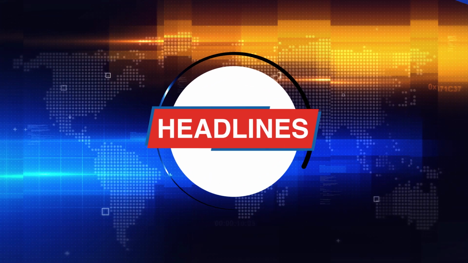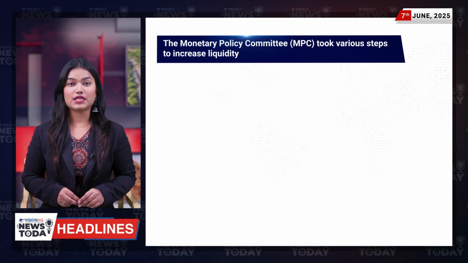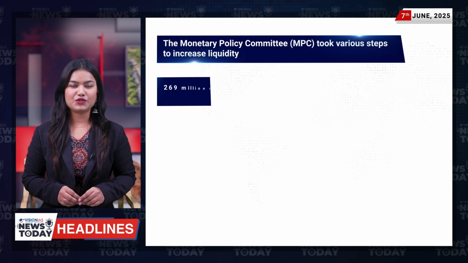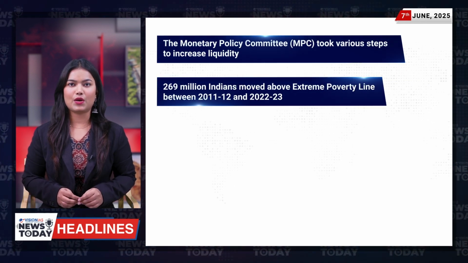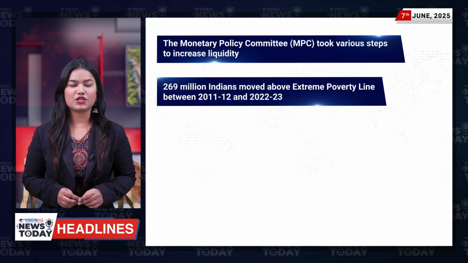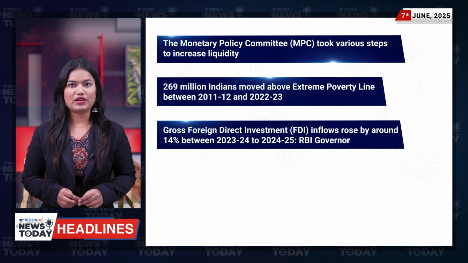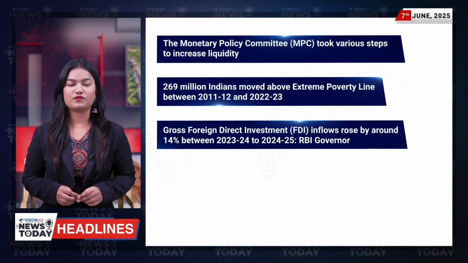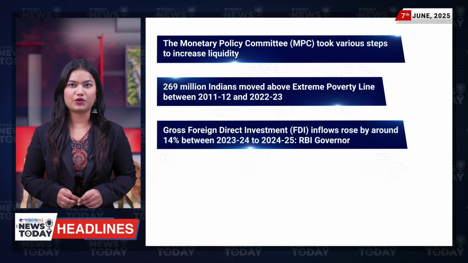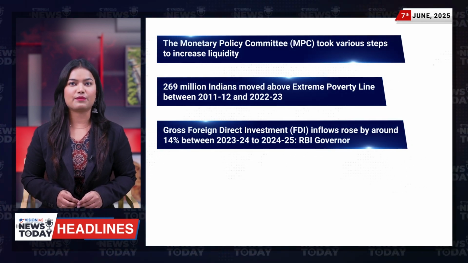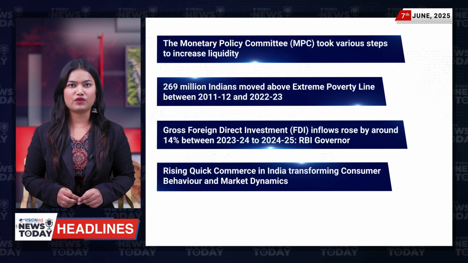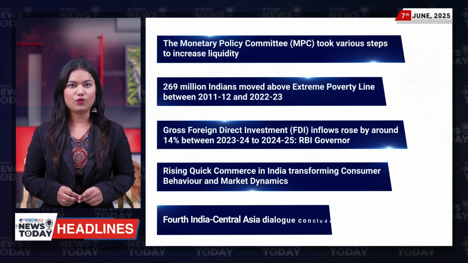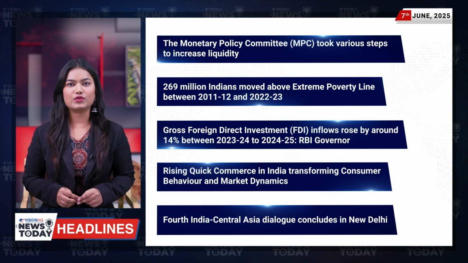Without delay, let's have a look at the headlines first. The Monetary Policy Committee took various steps to increase liquidity. 269 million Indians moved above extreme poverty line between 2011-12 and 2022-23. Gross foreign direct investment inflows rose by around 14% between 2023-24 to 2024-25, says RBI Governor. Rising quick commerce in India transforming consumer behavior and market dynamics. Fourth India-Central Asia dialogue concludes in New Delhi.